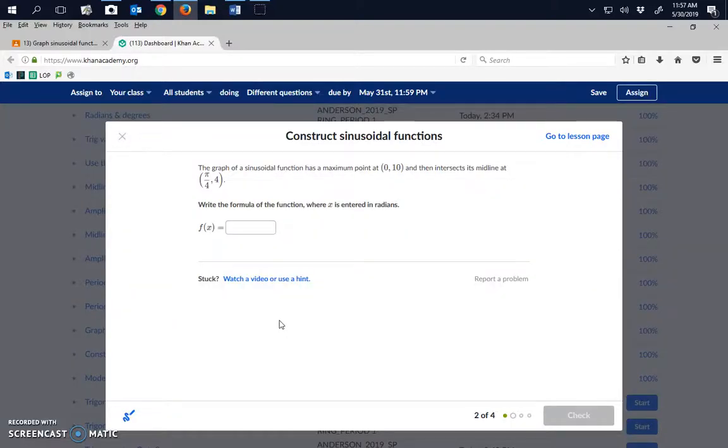Intersects midline at (pi over 4, 4). So we already know two things here. Since our maximum point is on the y-axis, we have a cosine function. So I can type that in right now. We also know that our midline is at positive 4. So I can type plus 4 right now.